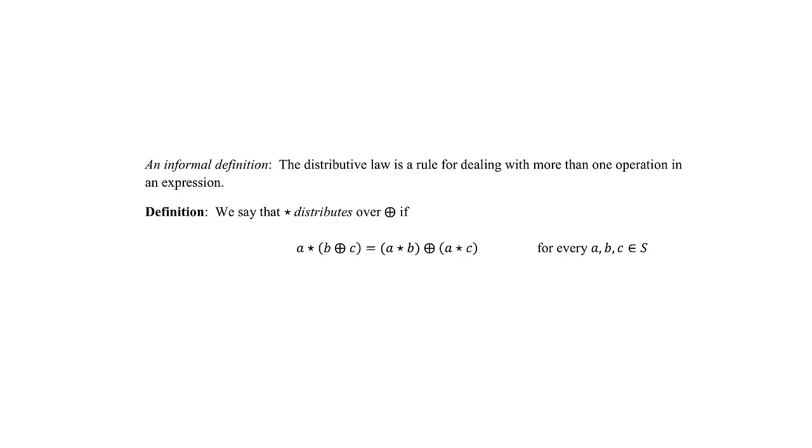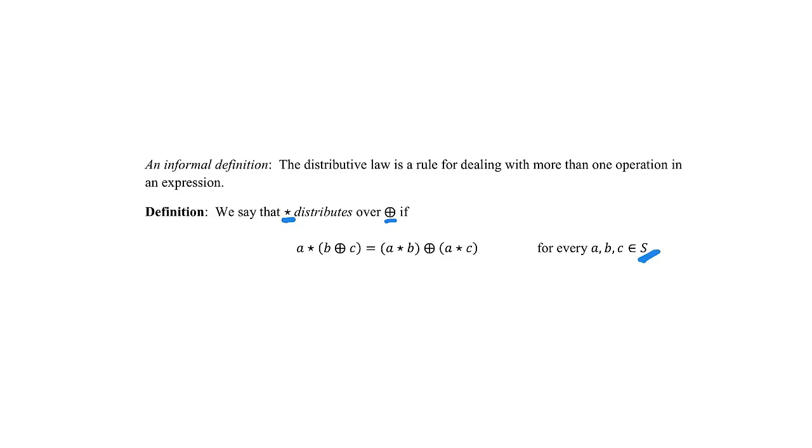So formally, if we look at the definition below, we say that star distributes over circle plus if the equation below is true for every single choice of A, B, and C in whatever set we are working in.